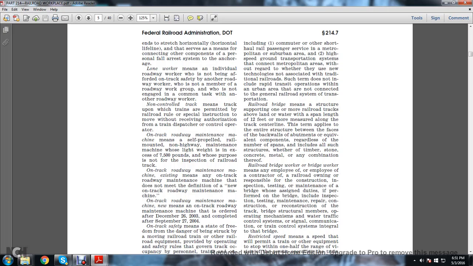A lone worker means an individual roadway worker who is not being afforded on-track safety by another roadway worker, who is not a member of a roadway worker group, and who is not engaged in a common task with another roadway worker.